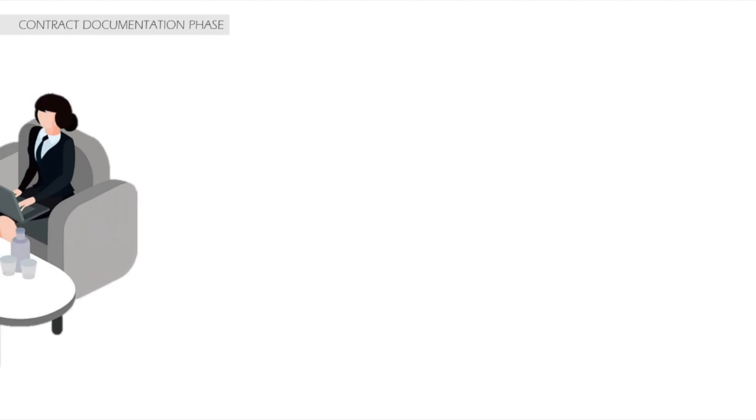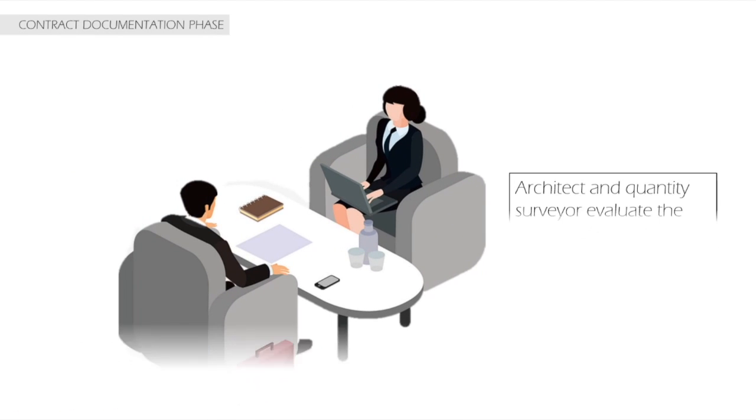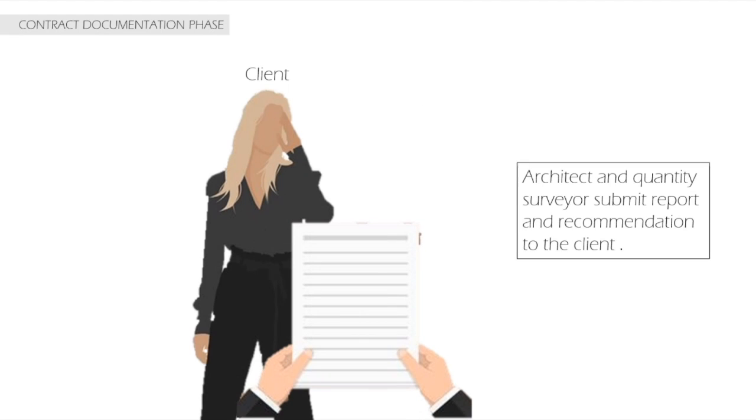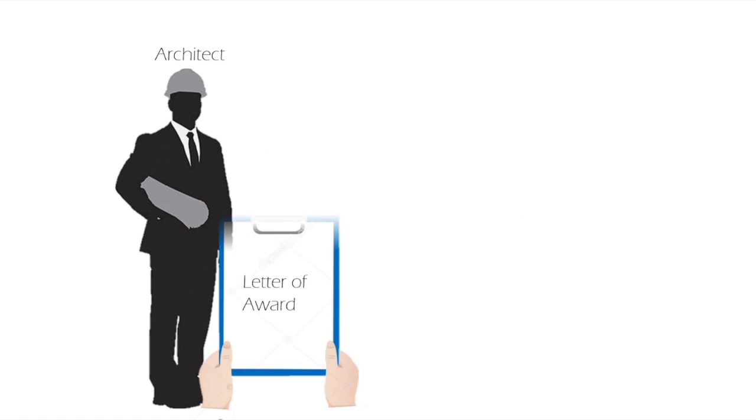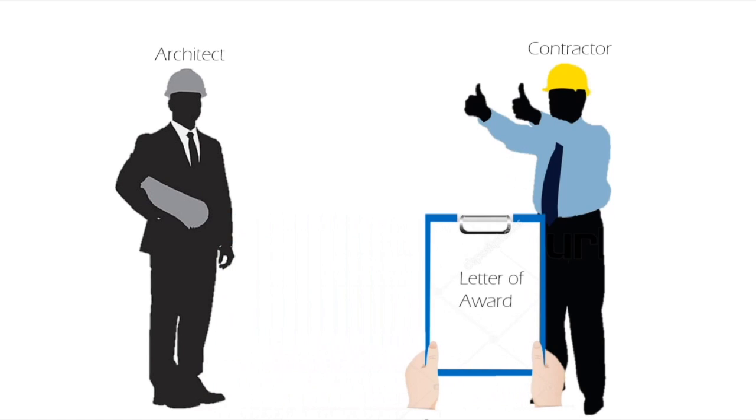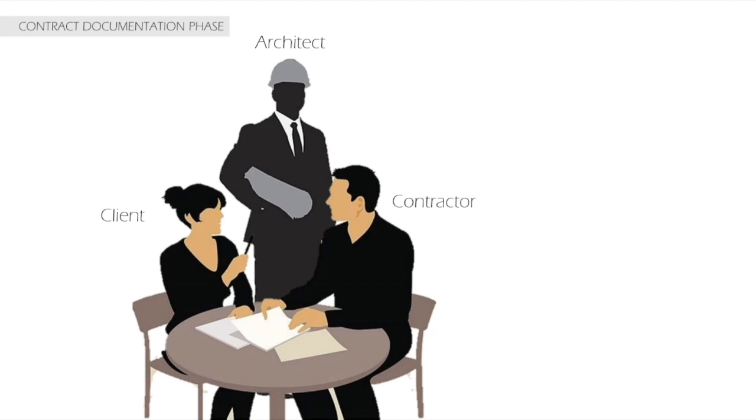The architect will then discuss the result of the tenders with the quantity surveyor. After discussion, they will submit a report to the client. Once the client approves it, the architect will prepare a letter of award to the selected contractor. The architect will administer the building contract between the client and the contractor.